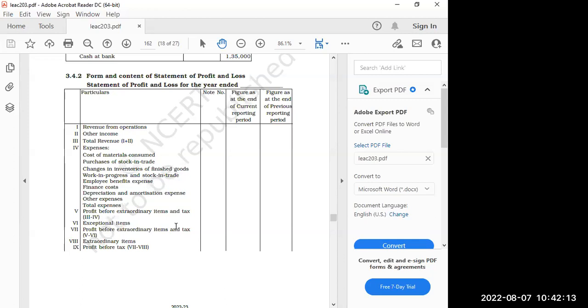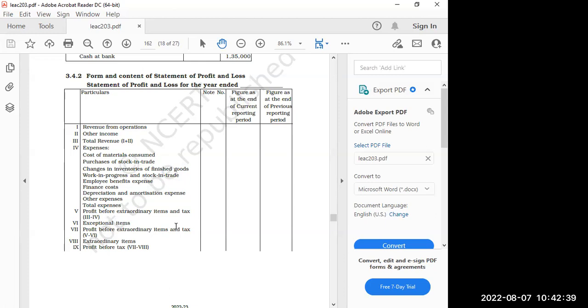Next, point number 2: purchase of stock in trade. Don't confuse. Just now you were told purchase of raw material needs to be added to find the cost of materials consumed. But this is not a purchase of raw material. What is this? Purchase of stock in trade. What do you mean by purchase of stock in trade? The finished goods. You are not making them; you are just buying them.